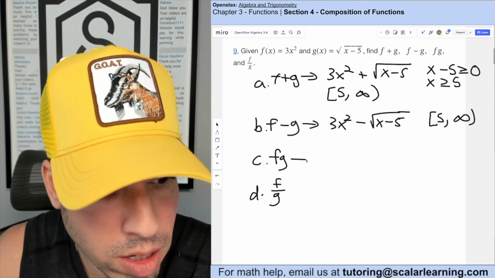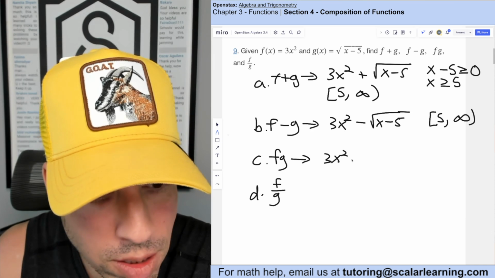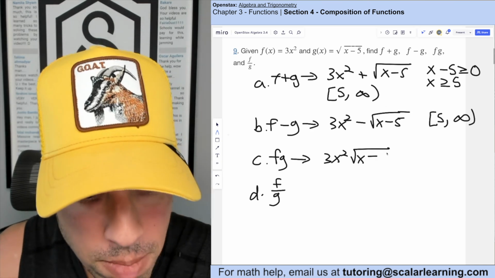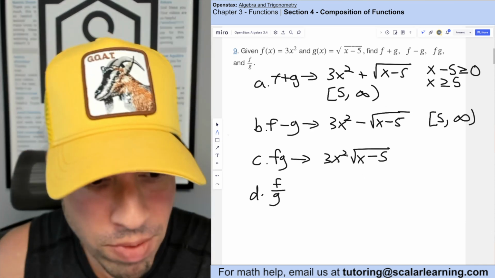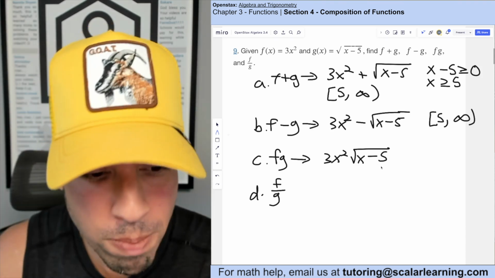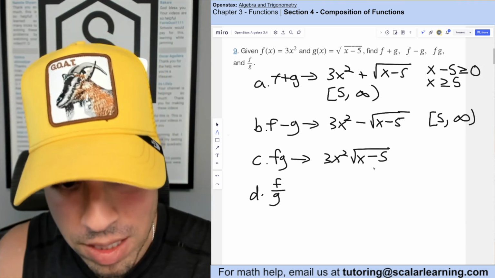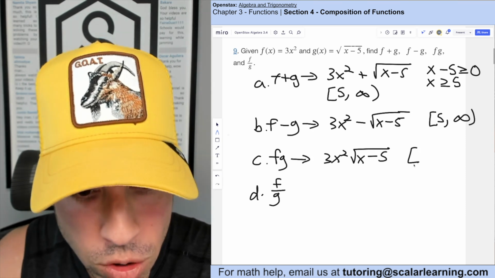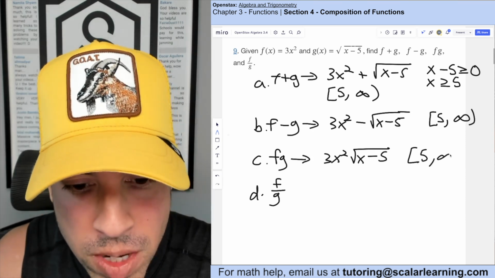Next, we got the product. So the product is 3x squared times radical x minus 5. Nothing to really simplify here. And again, we're bounded by that same limitation. We can't take a radical of a negative. So my domain, once again, is from 5 to infinity.